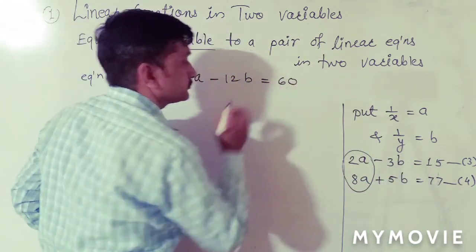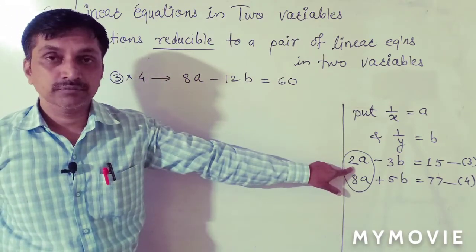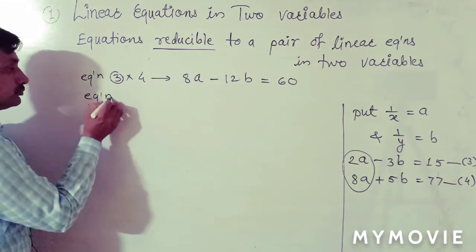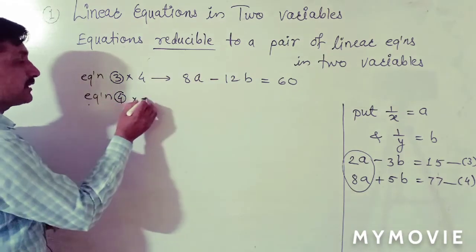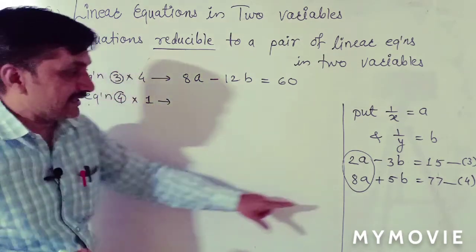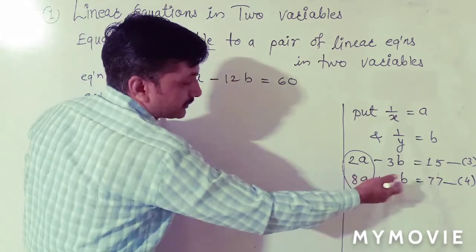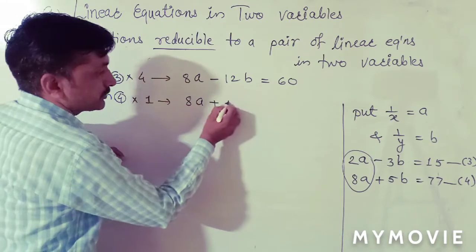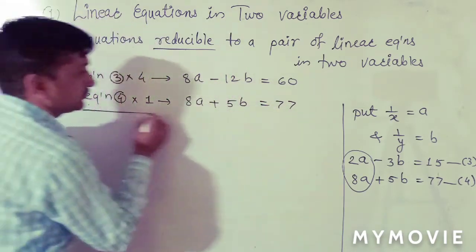We multiplied equation 3 by 4 here. Equation number 4 multiplied by 1, because 8 is already here. That's why equation 4 into 1, and when we multiply by 1, write the equation as it is: 8a plus 5b is equal to 77.